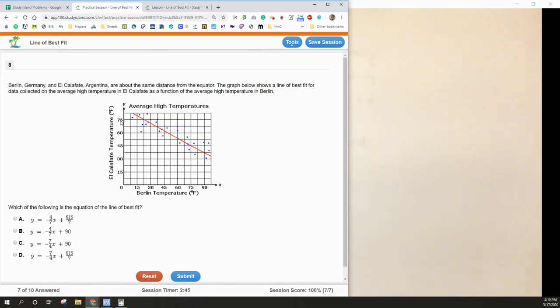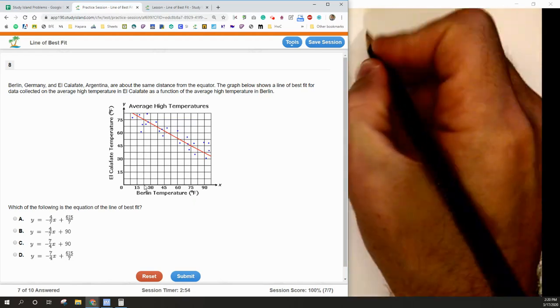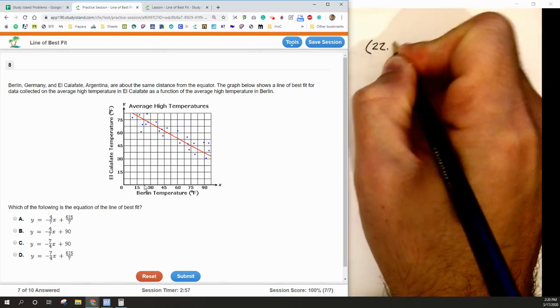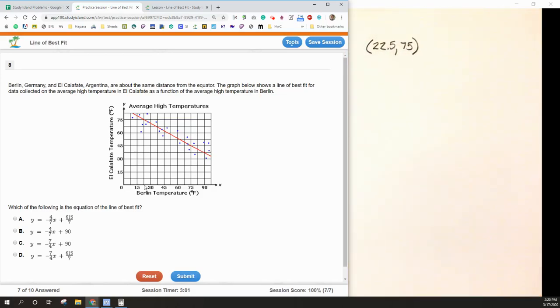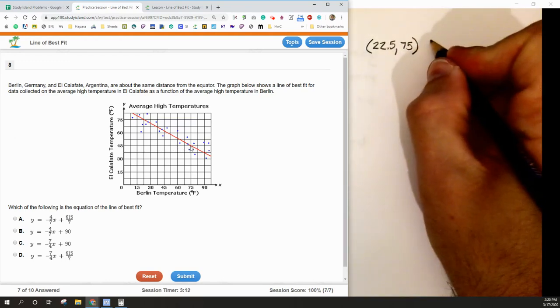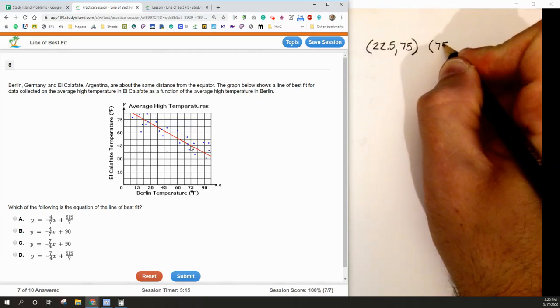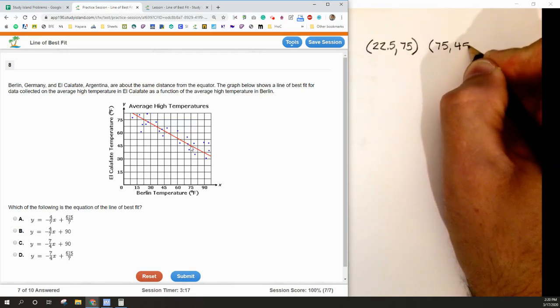Well, clearly the y coordinate is 75. What's the x coordinate? Halfway between 15 and 30. Halfway between 15 and 30 is 22 and a half. So our first coordinate that we can find is 22.5 for the x coordinate and 75 for the y coordinate. The other point that this line goes through is right here, and that is where the x is 75 and the y is 45. So we're going to go ahead and record that point as well. The x is 75 and the y is 45.